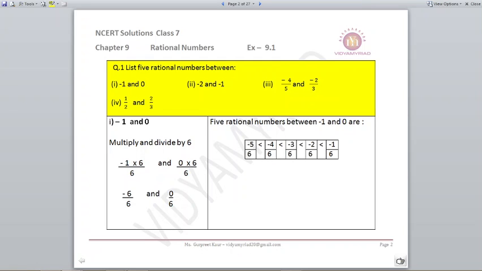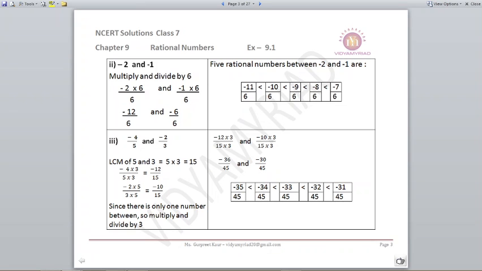You can even multiply and divide by 10, or you want to multiply by 100, you can do it as per your choice, but it should be more than 5, because only in that case it becomes easier to find the 5 rational numbers. If I do it with 5, my fractions will be -5 upon 5 and 0 upon 5. Between -5 and 0 there will be only 4 rational numbers. That is why the minimum number taken over here is 6.